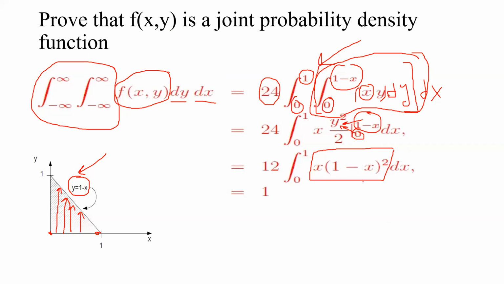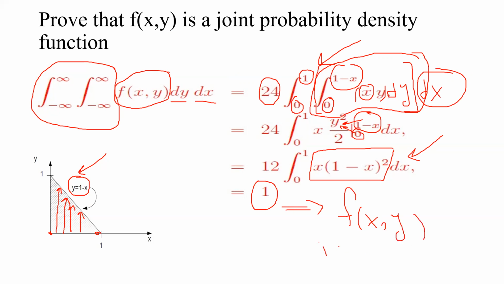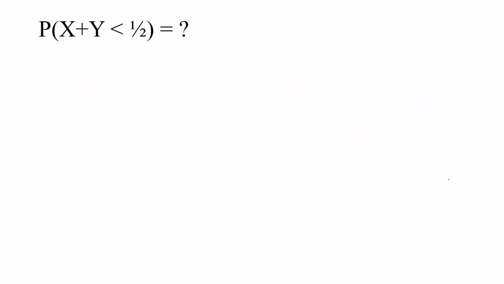And now that we have everything based on x, I can calculate this part. So now based on x, you can calculate this integral, and you will see that the final answer will be equal to 1. So from here, I understood that f(x,y) is a joint PDF, probability density function.